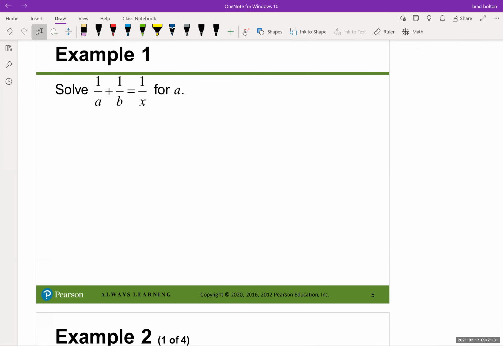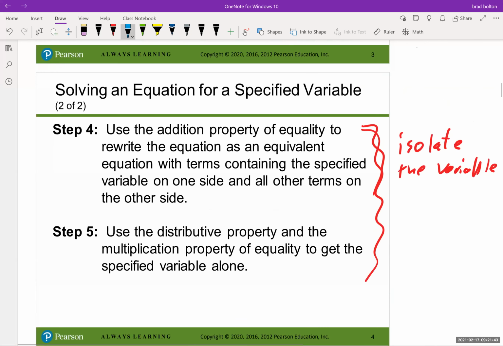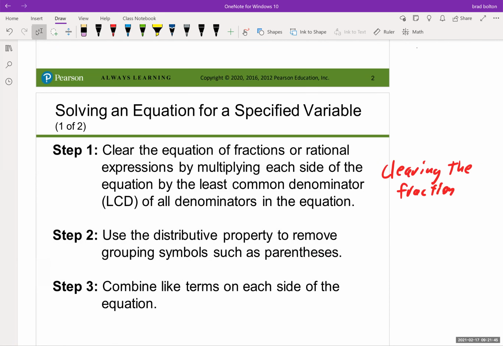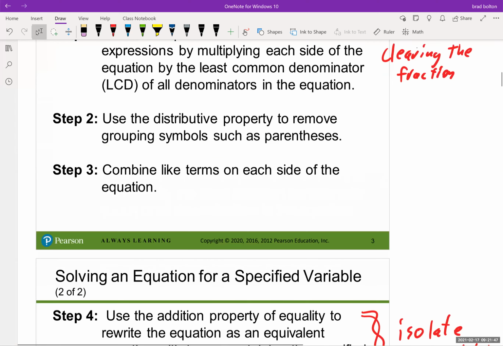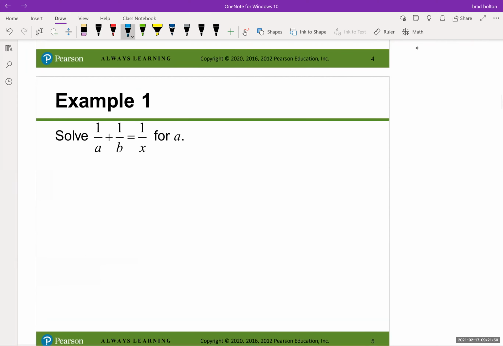So we're given that 1 over a plus 1 over b equals 1 over x. So we have an equation and we want to solve for a. So a is in the denominator. So we go back up here and we see that it says clearing the fraction. So multiply by the LCD. So what is the least common denominator between 1 over a, 1 over b, and 1 over x? Well, the LCD equals abx, right? That is where all three of those can be multiplied together, and they'll all meet at abx.